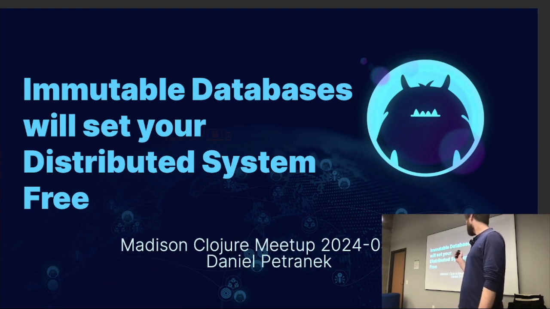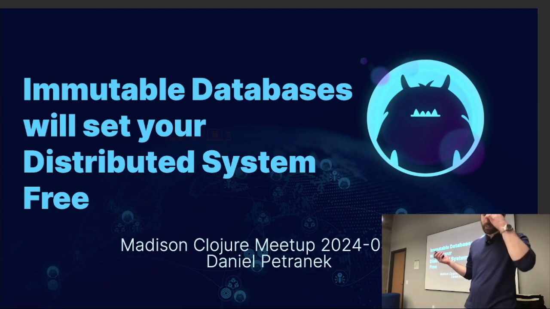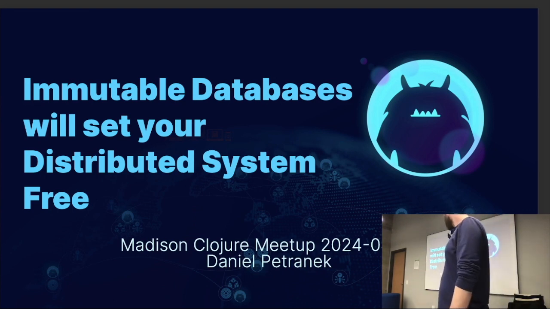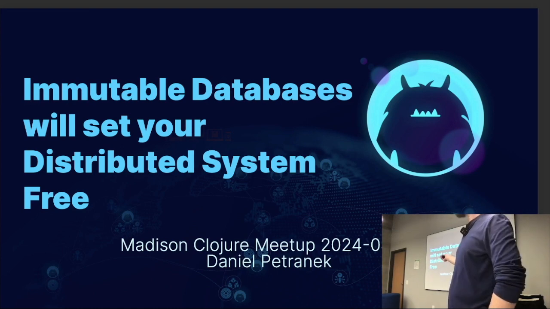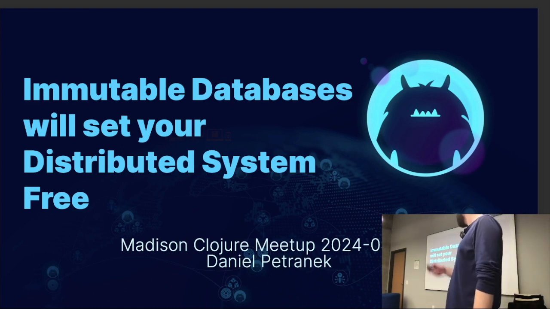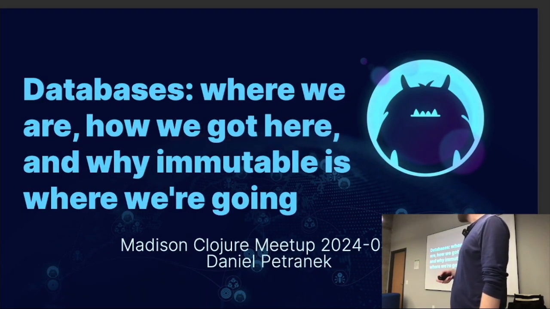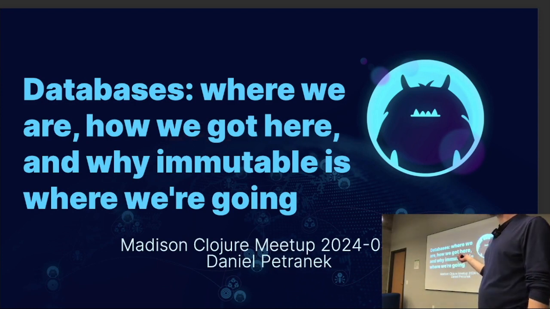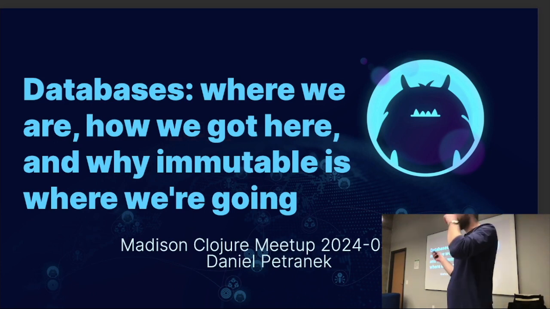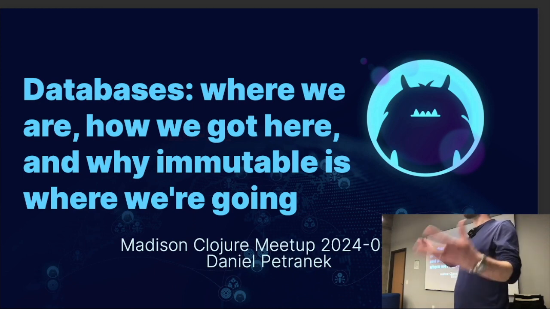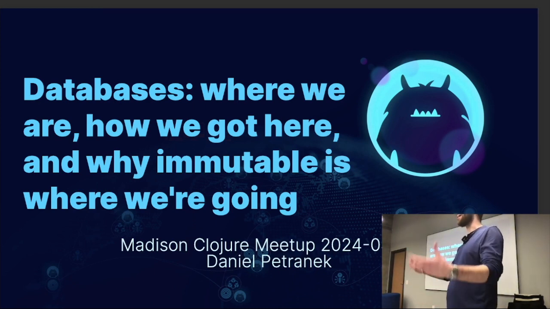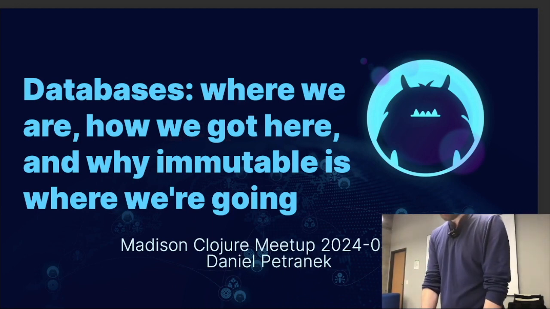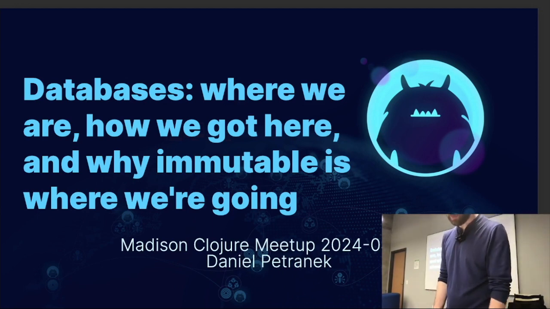Today I'm going to be talking about, well, this is the title of the talk that I submitted way back before I knew what I was going to talk about: Immutable databases will set your distributed system free. And it's true. But I think this is a better title: Databases, where we are, how we got here, and why immutable is where we're going. Because in the course of trying to talk about distributed systems, I had to figure out how we got here. And it turns out that that's interesting enough that it's worth sharing with everybody.